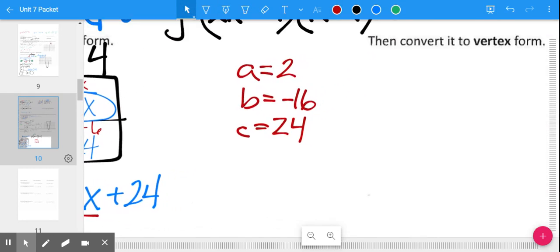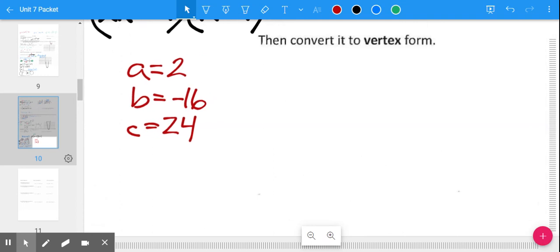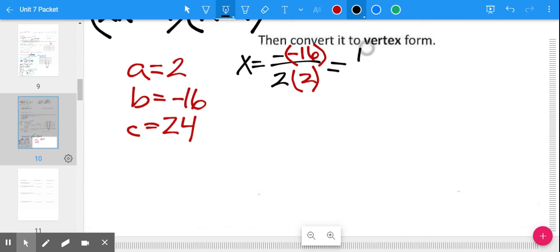So while we're not using c at this point, just get in the habit of labeling it, because in the future we will need it. So now if we're going to put this into vertex form, we have to find our vertex. The way to find your vertex is to find the x value, then plug back in to find the y value. So we have negative b, which is negative 16, over 2 times a, which is 2. So a negative times a negative is a positive 16. 2 times 2 is 4. 16 divided by 4 is 4.